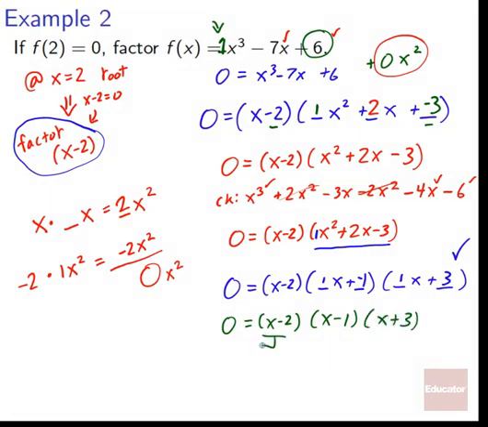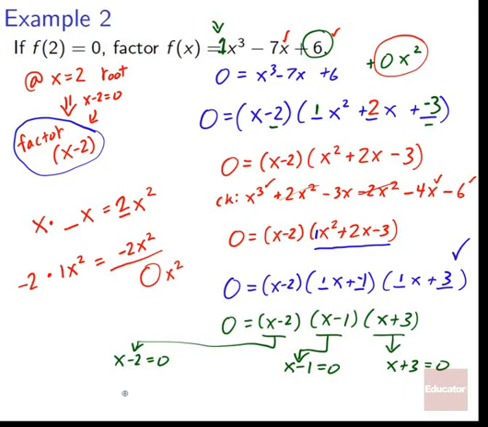We break this up into 3 different worlds. Set each world equal to 0. X minus 2 equals 0. X minus 1 equals 0. X plus 3 equals 0. So we've got x equals 2, x equals 1, x equals negative 3. Those are all the roots for this polynomial.